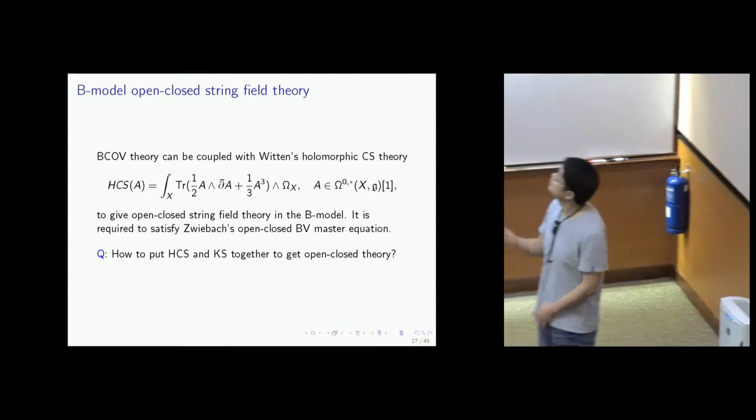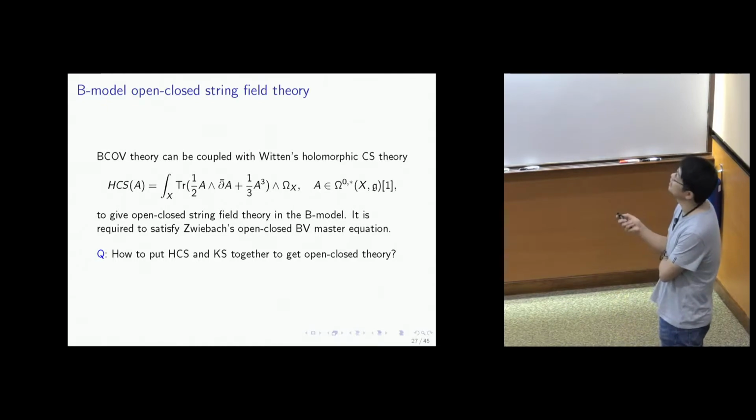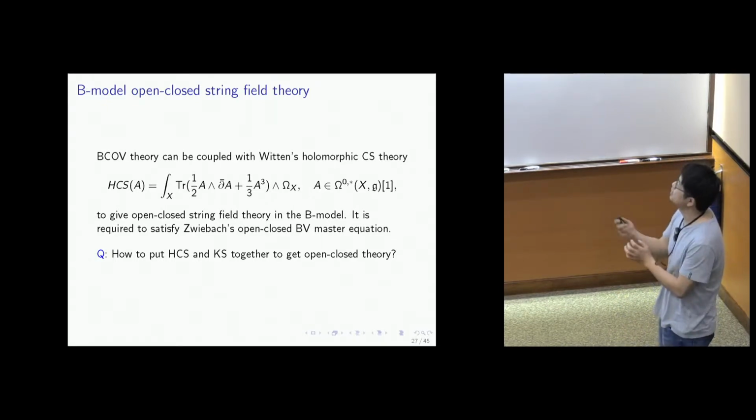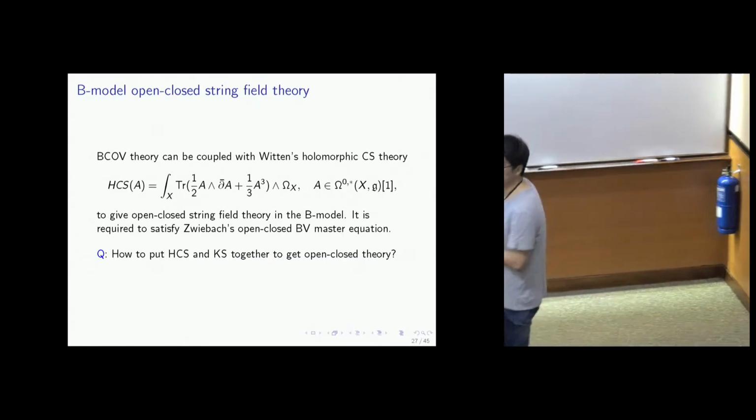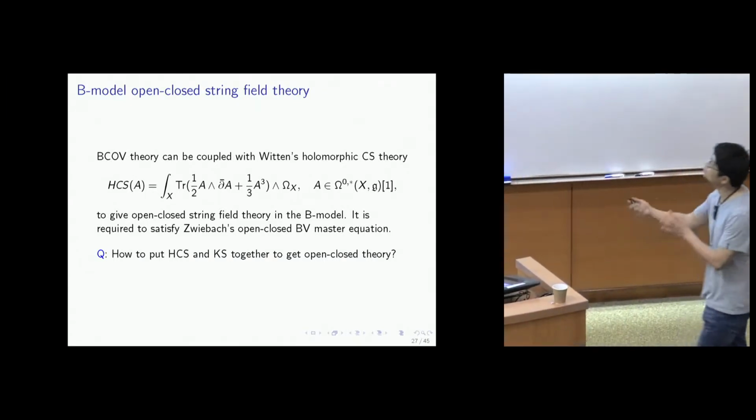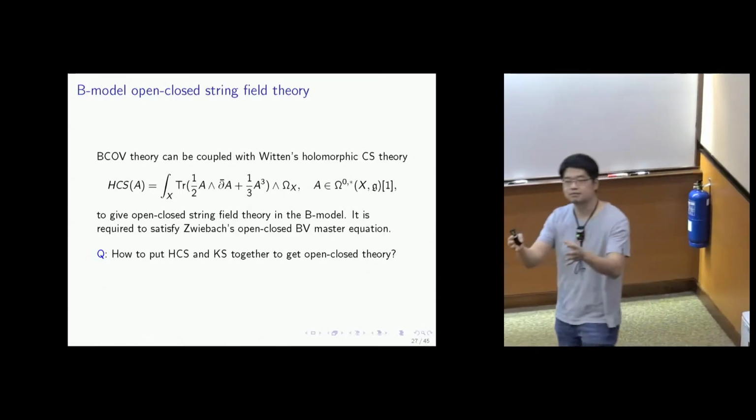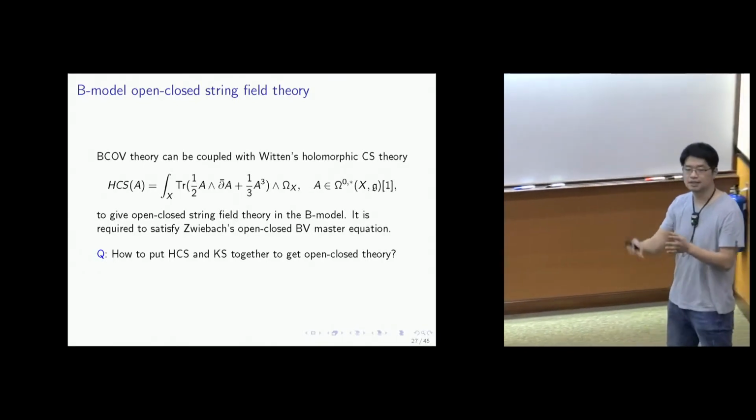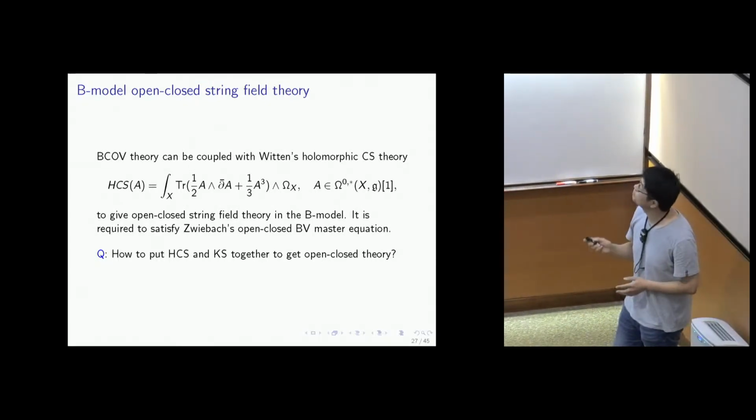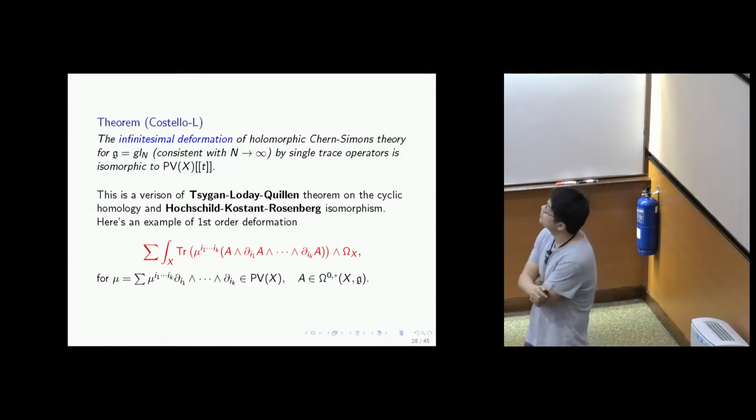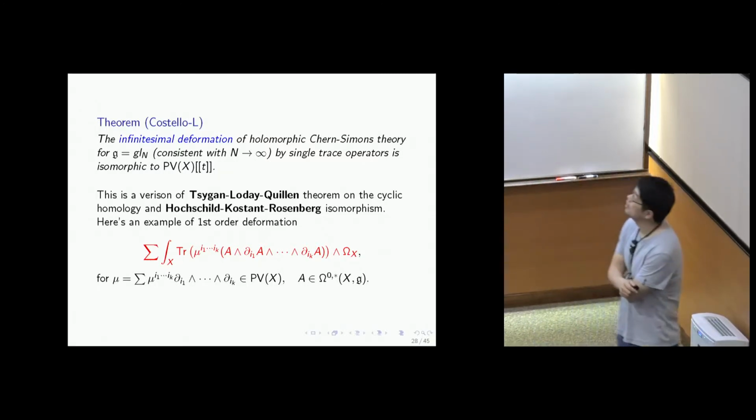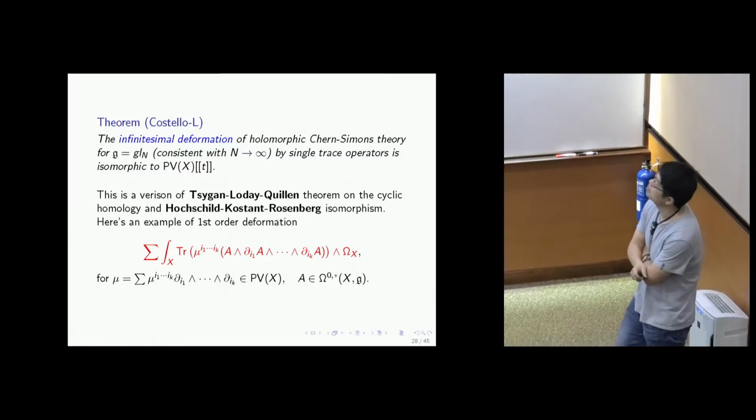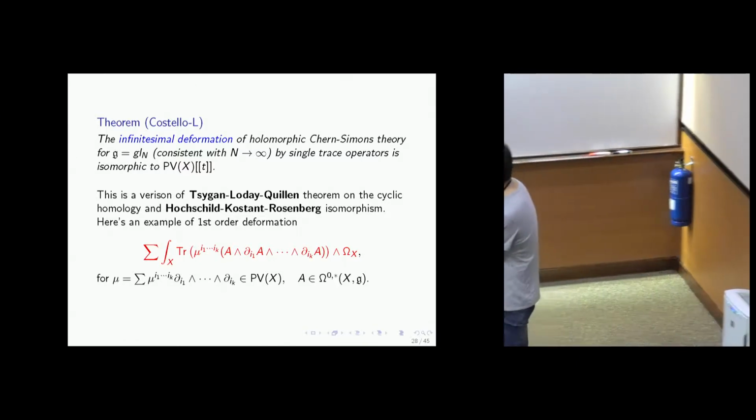It is described by Witten's holomorphic Chern-Simons theory and its action functional. And somehow we want to couple in a way that satisfies Zwiebach's open-closed BV master equation. And how do we put this together? If you naively add them up, it doesn't work. There are a lot of terms missing if you require gauge symmetries and so on. And here's the hint. This is a hint from understanding the large N property of this holomorphic Chern-Simons.